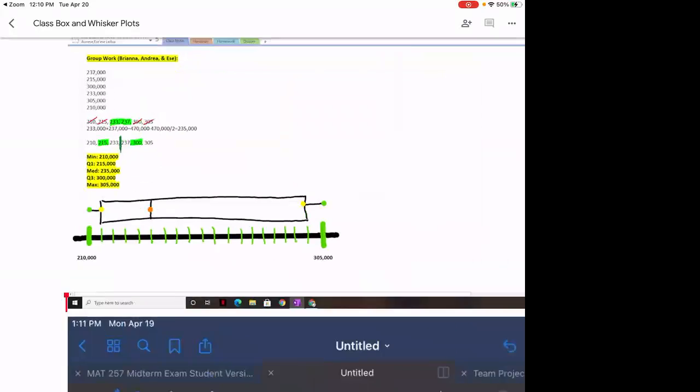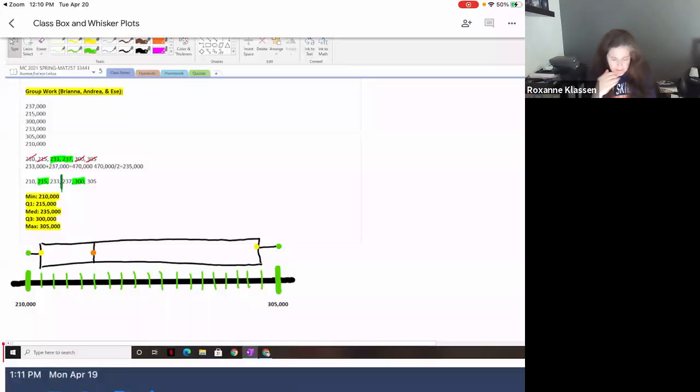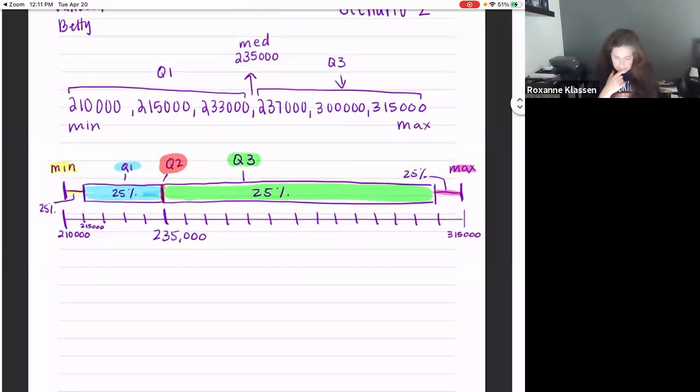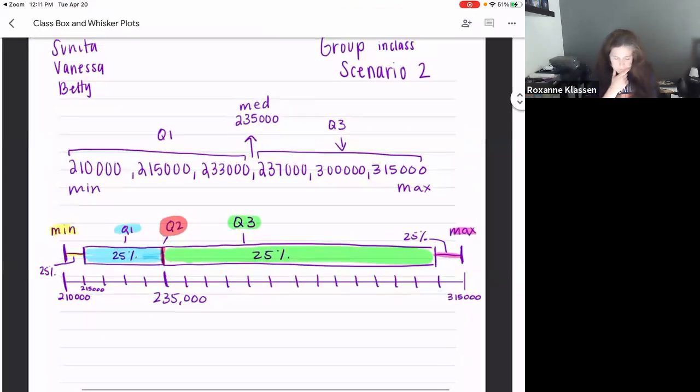Can you see the Google Doc on my screen right now? Okay. So this is the group work from yesterday. This was Brianna, Andrea, and Jess's. And there's their box and whisker plot. So just take a look for a minute. And I'm going to show you another one. All right, here's another one. This is Sunita's, Vanessa's, and Betty's. So just take a look at it for a minute.